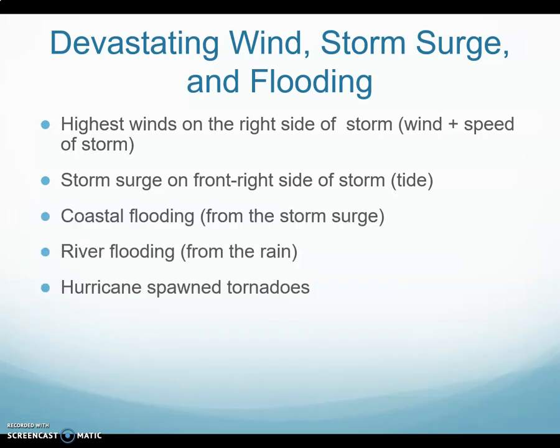In addition to this, we have this coastal flooding, which I just mentioned. You also have river flooding. The hurricane moves onto the shore and dumps a lot of rain into the area. And that rain is then concentrated into rivers, which then flows downstream towards the ocean again, flooding the riverbanks.